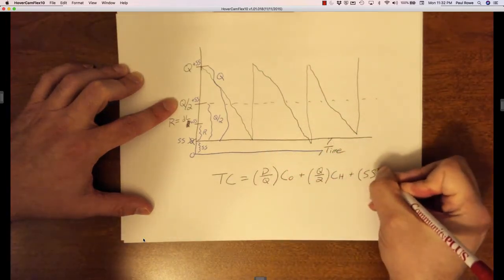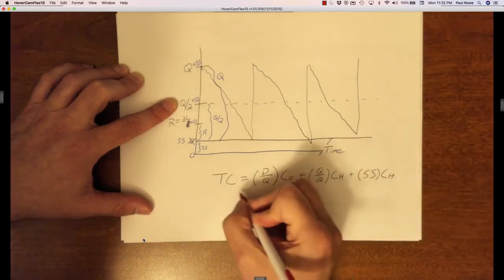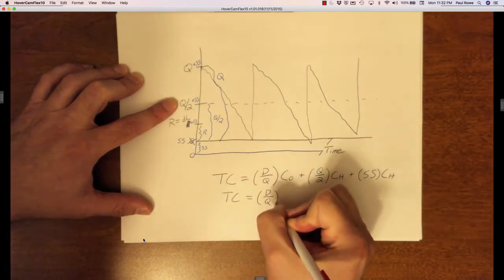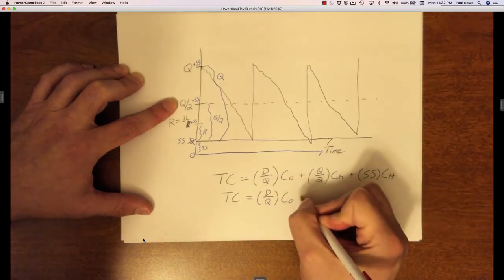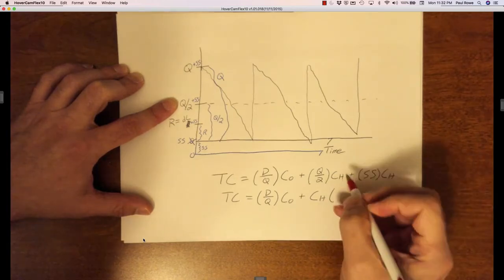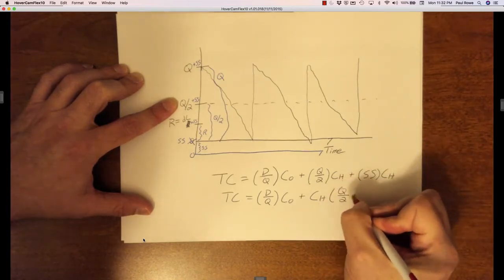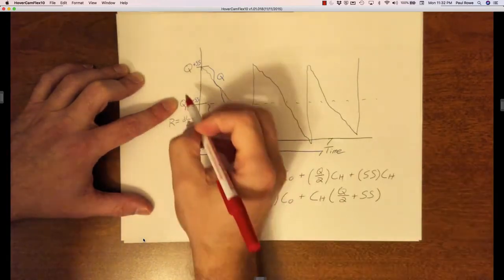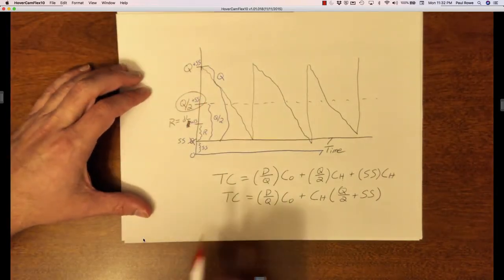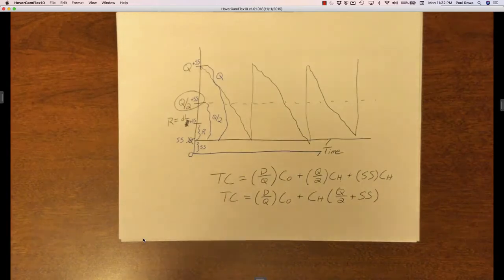So I have my safety stock times my cost of holding, or I can simplify the terms: D over Q times our ordering cost, plus my holding cost times Q divided by 2 plus safety stock, which is what we have here. Okay, so we can adjust our total cost formula.